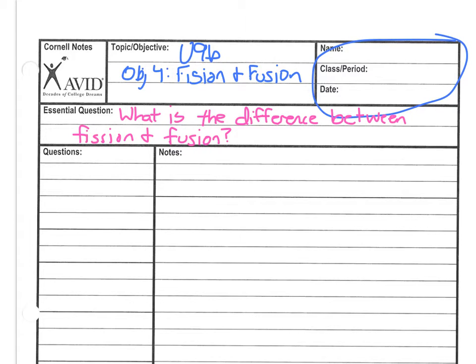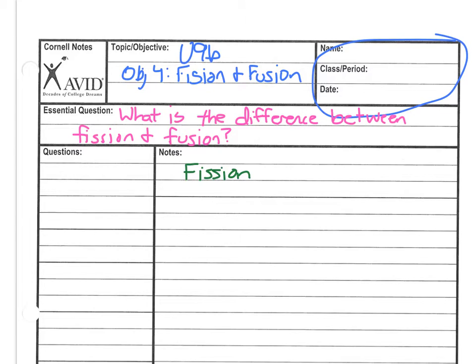So that's what we're going to be talking about in this video here. We are also going to discuss the differences in terms of a lot of different things. What is it? What can it be used for? Advantages, disadvantages, that sort of thing. So we're gonna cover a lot here in this question. What is the difference between fission and fusion? So let's get started.